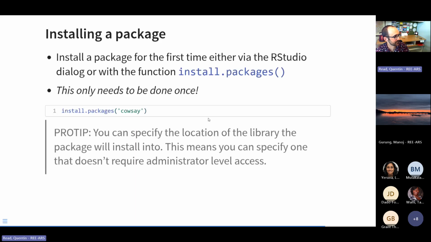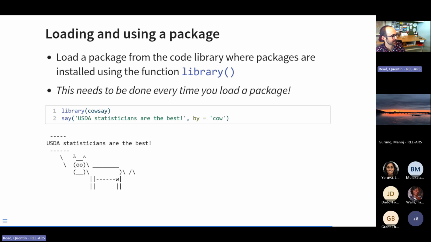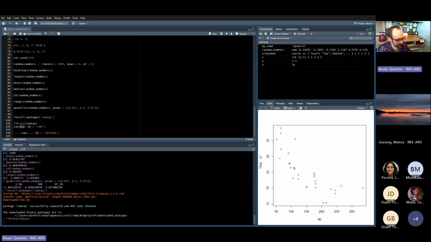And back to the slides. Yeah, so this is what cowsay does. You can use the function say from it. You can put any character string in there, and it will make a cow say it. You can also use this by argument, by equals cow, because there are also other animals that you can make say stuff. We'll start with cow. So you can say USDA statisticians are the best, for example. So let's do that real quick.